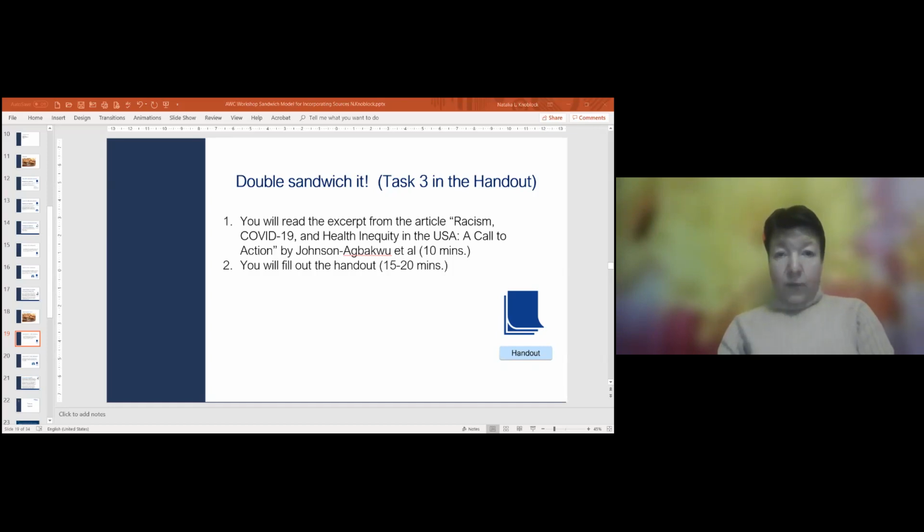So for this task, you will read a piece from an article and you will introduce it with a little more text of your own, and you will finish it with a little more of the text of your own. So your paragraph is going to be filled with more of your own text than with the paraphrase, quote, or summary. Okay, so in the handout, please find task 3.